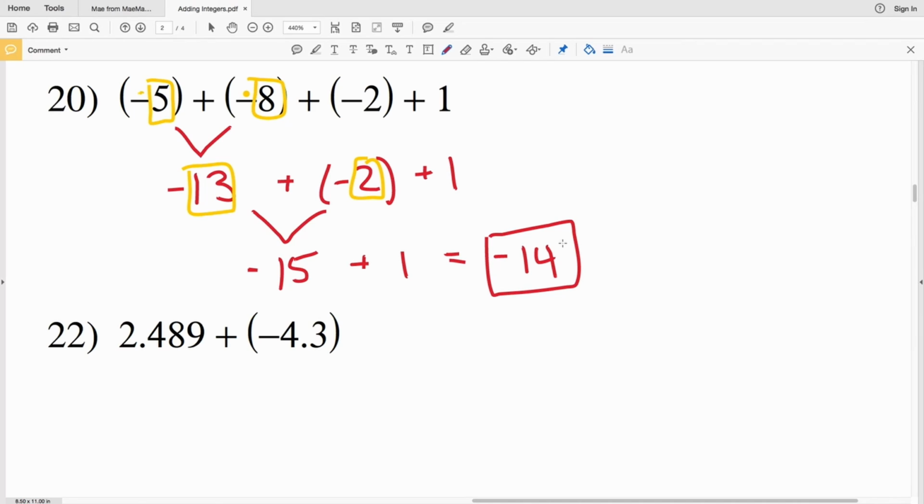In the next video, we'll do numbers 21 through 28, and that deals with adding negative decimal numbers. And then from there, the third video will be 29 through 34, which deals with adding negative fractions.